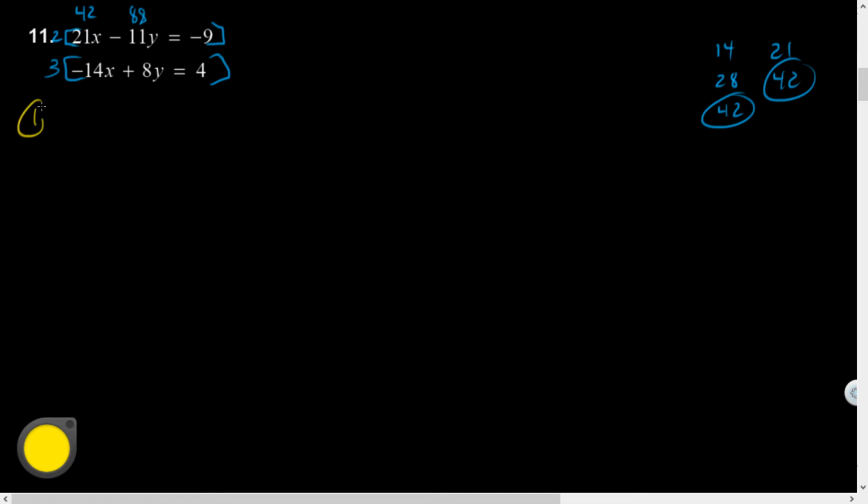So step 1, let's distribute. 2 times 21x, 42x. 2 times negative 11y, negative 22y. 2 times negative 9, negative 18, right? You can grab a calculator for those. That's fine. And let's see. Let's do the bottom one. Let's have you guys do that one.